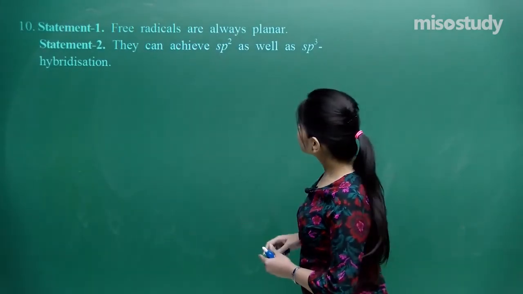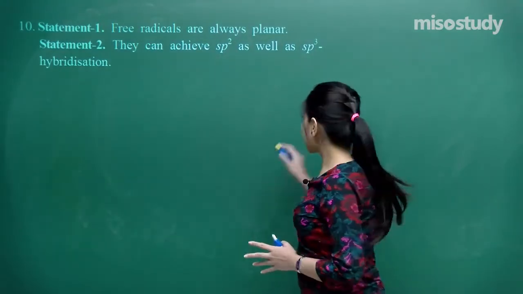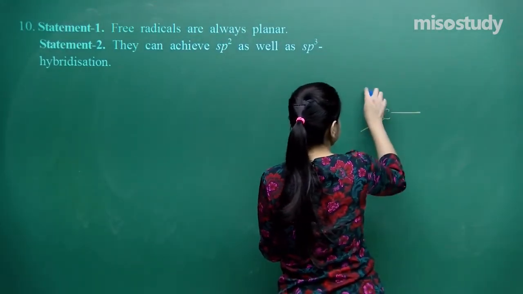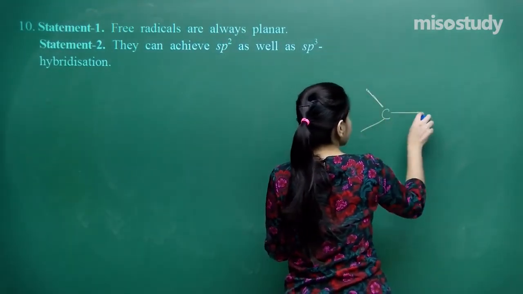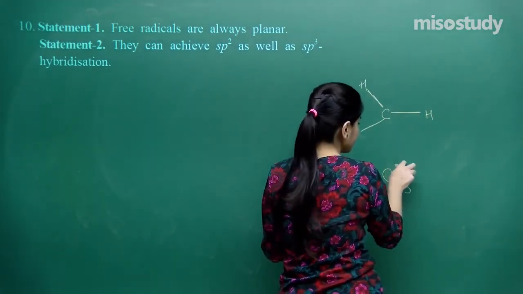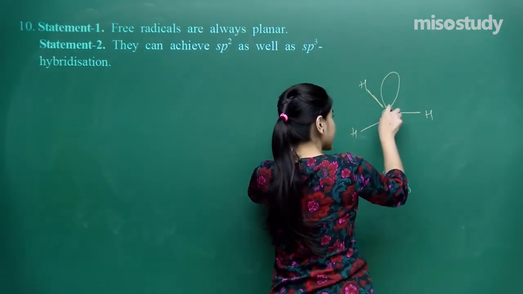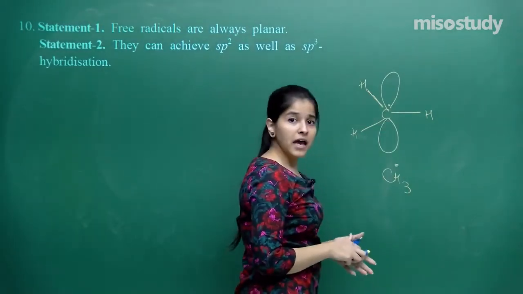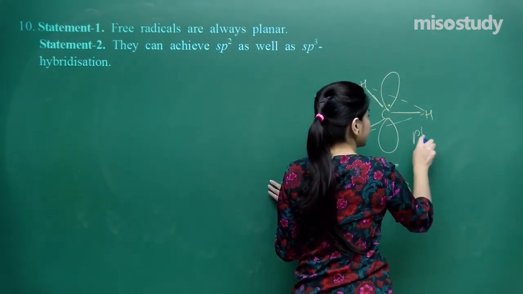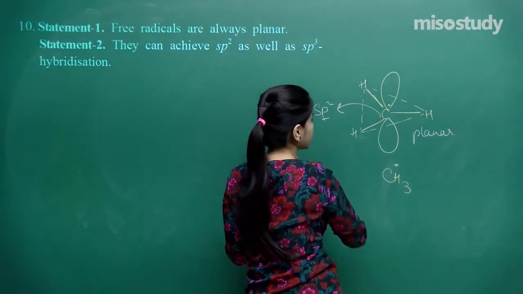Now, statement 1 says free radicals are always planar. Is it? Free radical is actually having such kind of a structure. These are the 3 hydrogens. I am drawing it for the methyl free radical. Here it is the free radical, and this is contained within this empty p orbital. This is having a trigonal planar structure. And hybridization sp2, definitely yes.